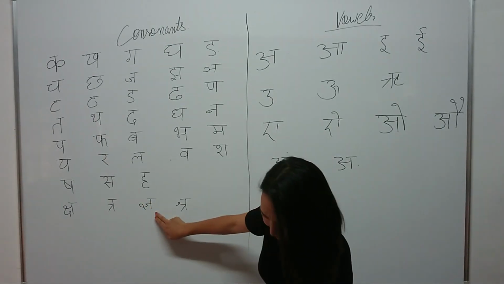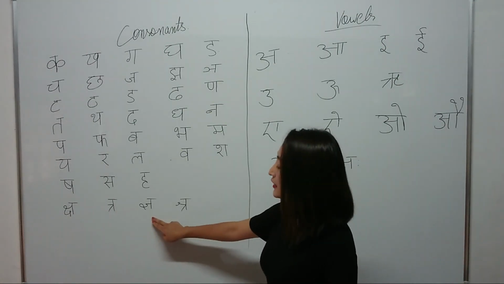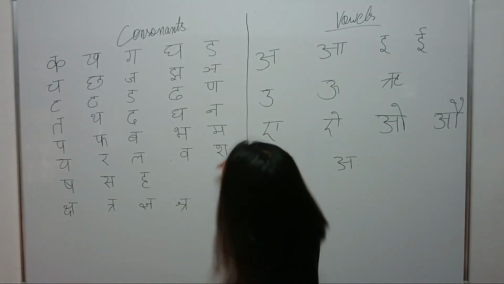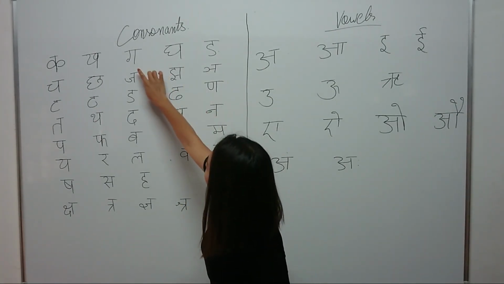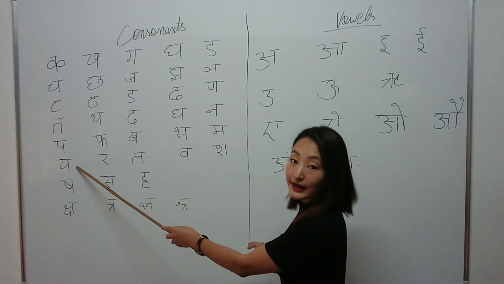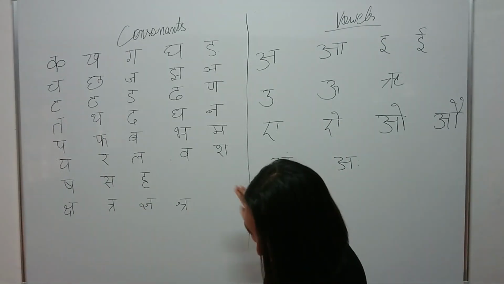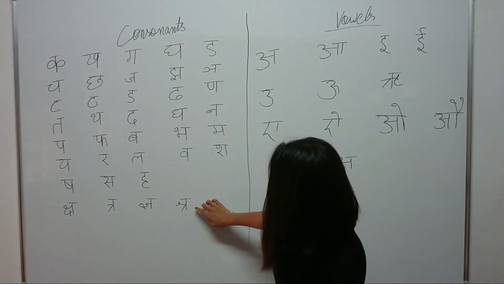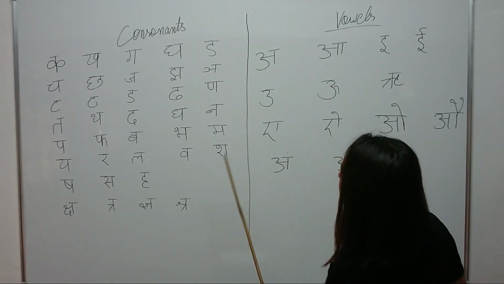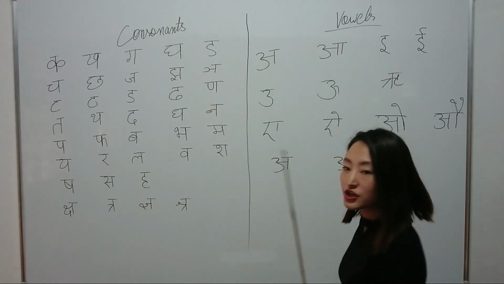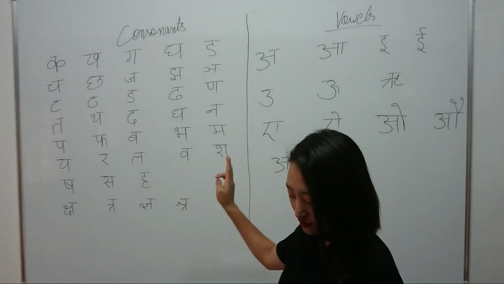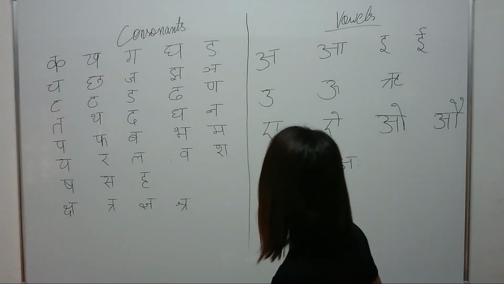Now this, gya, is also a letter, a combination of two consonants, that is ga and ya. Gya, okay? Next is shra. Shra is also a combination of sha and ra, shra, okay? It's a combination of two consonants. Now, this is our consonant chart.